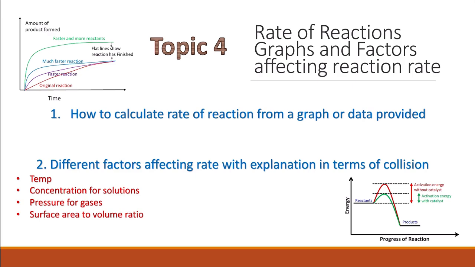the frequency of collisions. You should also be able to define what a catalyst is, how it's used, and how it increases the rate of the reaction. So a catalyst is a substance that is added to the reaction. It's not used up, but it increases the rate of the reaction or speeds up the reaction without being used.